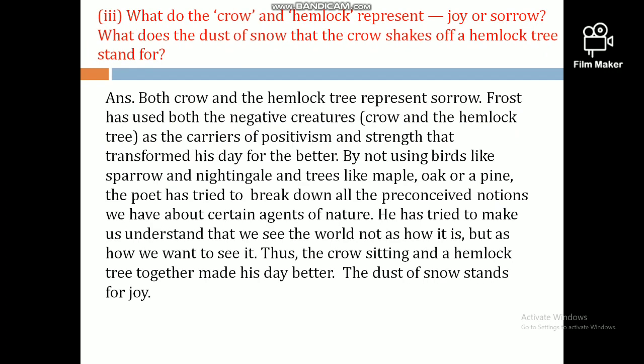The third one is, what do the crow and hemlock represent? Joy or sorrow? What does the dust of snow that the crow shakes off a hemlock tree stand for? So here again, both crow and hemlock tree represent, children, sorrow and doom. Frost has used both a negative creature, the crow, and the hemlock tree, as the carriers of positivism and strength that transformed his day for the better. By not using words like sparrow, nightingale and trees like maple, oak or pine, the poet has tried to break down all the preconceived notions we have about certain agents of nature. He has tried to make us understand that we see the world not as how it is, but as how we want to see it. Thus the crow sitting in the hemlock tree together made his day better. The dust of snow stands for joy, the joy which has fallen on him.